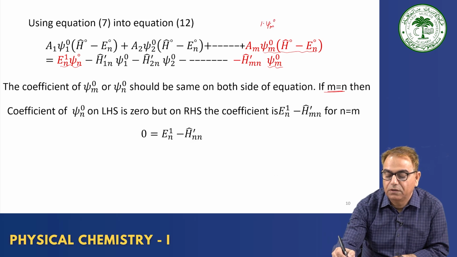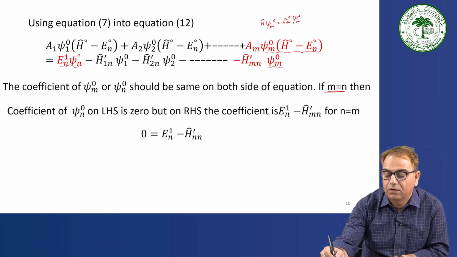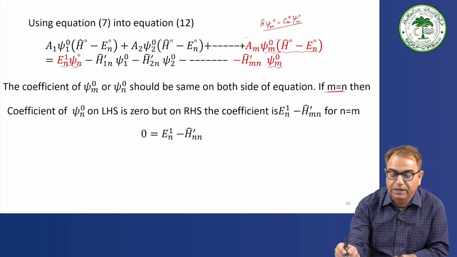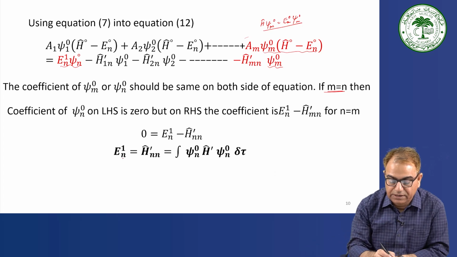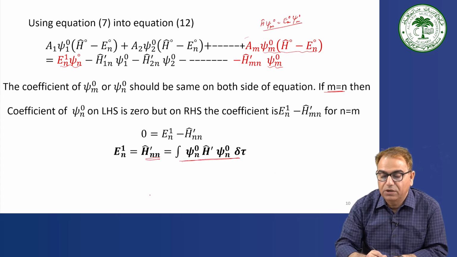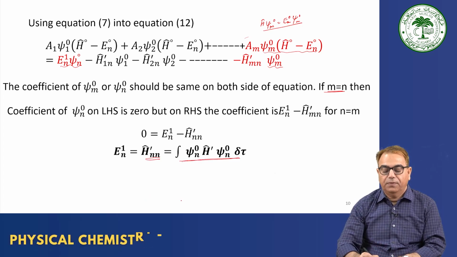If you operate H naught on psi m naught, what do you get? You get Em naught psi m naught. So Em naught minus Em naught will be equal to 0. So this term will become 0. So the LHS becomes 0, and on the RHS you have h prime nn. And what you can write is En1 is equal to h prime nn, which is actually this integral: psi n naught, H prime psi n naught d tau.